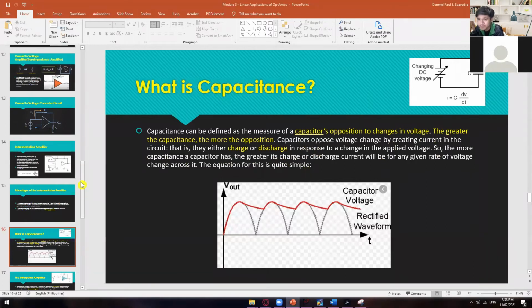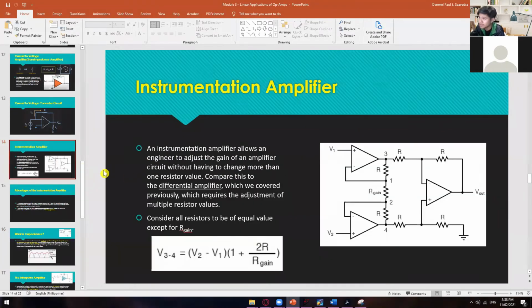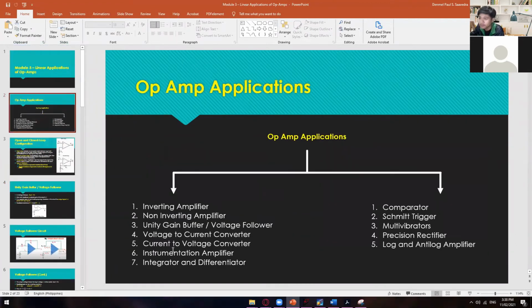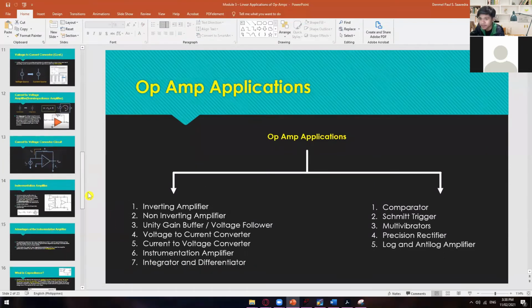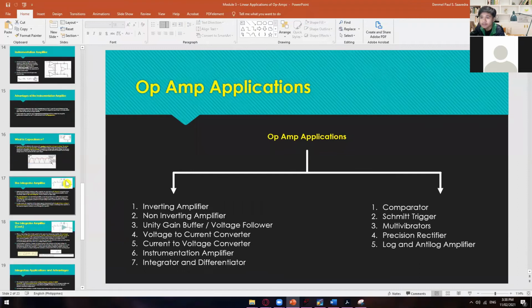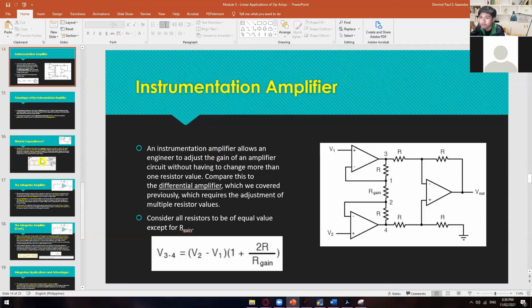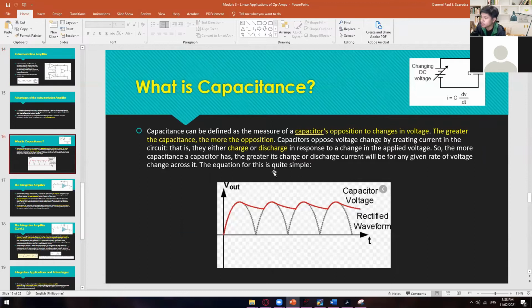All right, so last meeting we were able to finish the instrumentation amplifier. So now we're going to talk about integrator and differentiator amplifier, right? But before that, let's talk about capacitance first. Maybe most of you already know the functionality of capacitance, but for those who don't, here's the concept of a capacitor or capacitance.